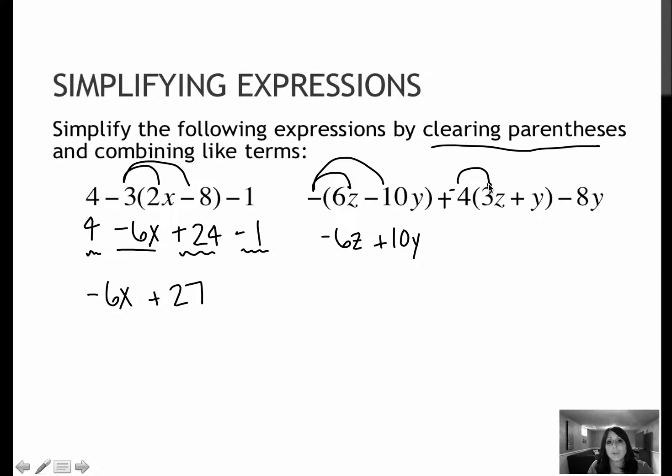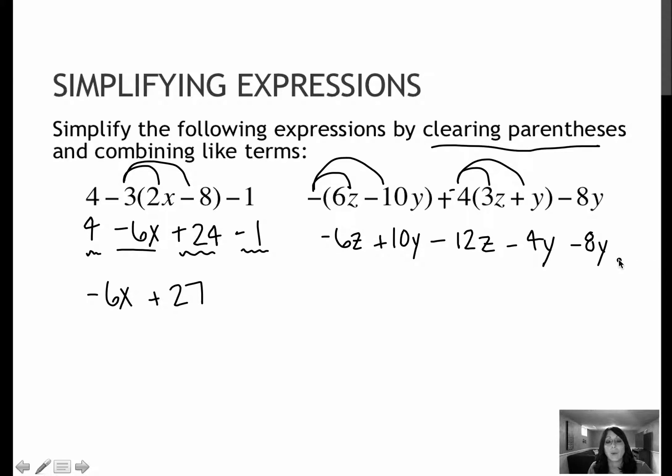Remember, leave change opposite to make sure you remember that 4 is negative. Negative 4 times 3z is a negative 12z. You can write that as plus negative 12z or just minus 12z. A negative 4 times a positive y is negative 4y or minus 4y. And then I still have minus 8y at the end.